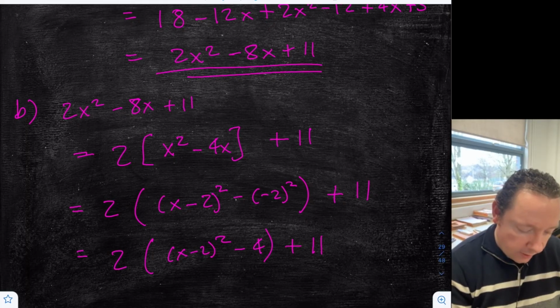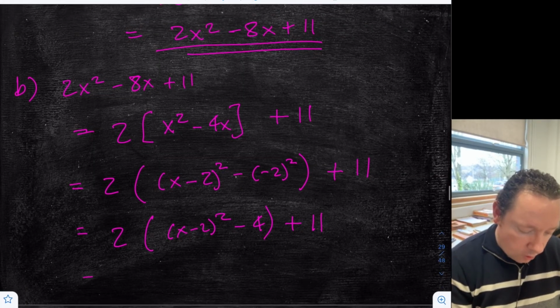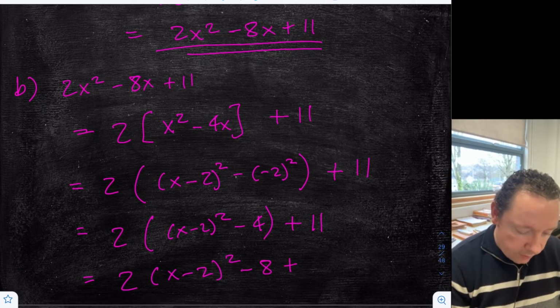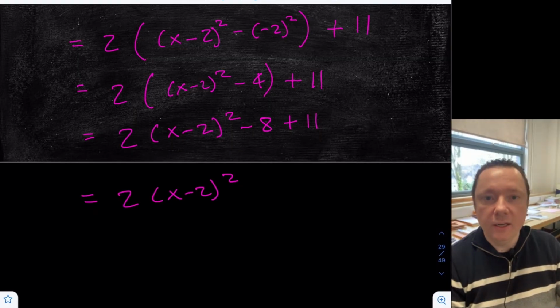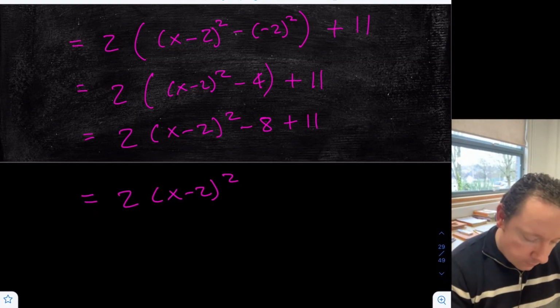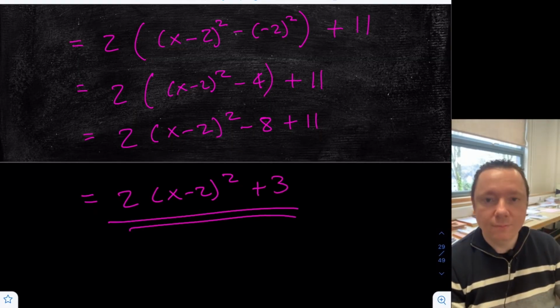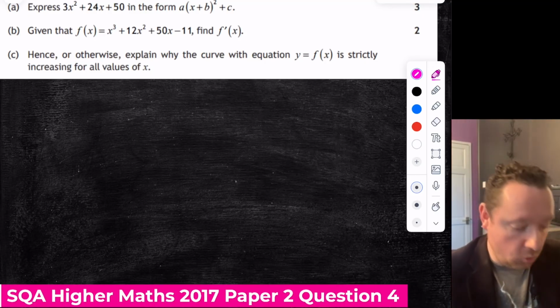And then expanding the bracket, we get 2(x minus 2) squared. 2 times minus 4 is minus 8, plus 11. That gives us a final answer of 2(x minus 2) all squared minus 8 add 11 is plus 3. And we're done there.